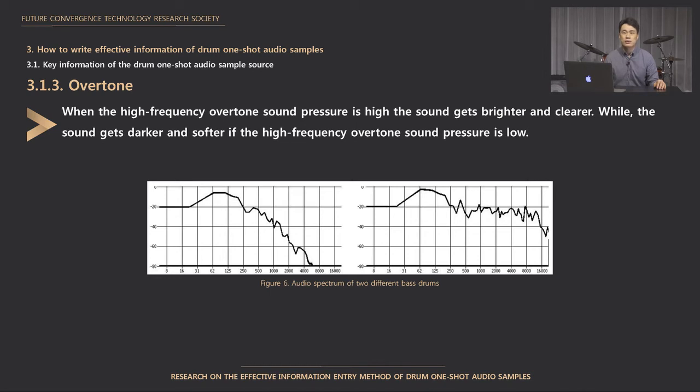When the high frequency overtone sound pressure is high, the sound gets brighter and clearer, while the sound gets darker and softer if the high frequency overtone sound pressure is low. Figure 6 shows the audio spectrum of two bass drum audio samples with a similar fundamental frequency, but significantly different overtone structures. The sample on the left has a low high frequency overtone sound pressure, and the sample on the right has a high frequency overtone sound pressure.